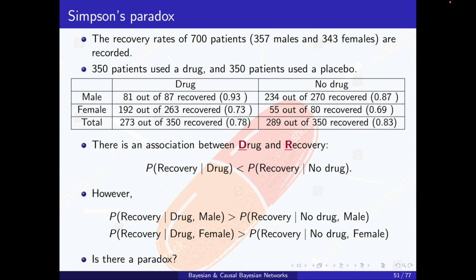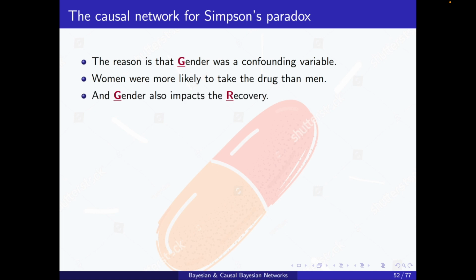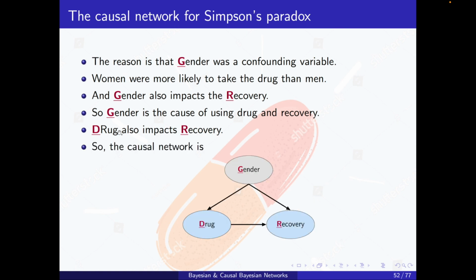But then once I tell you that the individual was a male or was a female, and it's one of these two, then it's exactly the opposite. So is there a paradox here? The answer is no, and the reason is that gender was a confounding variable. Women were more likely to take the drug than men. Gender also impacts the recovery, so gender is a common cause, and it was hidden to us. So it was a confounding variable. And we also know that drug impacts recovery. We can have this link. So the causal graph would look like something like this.